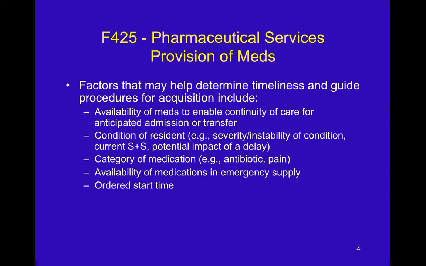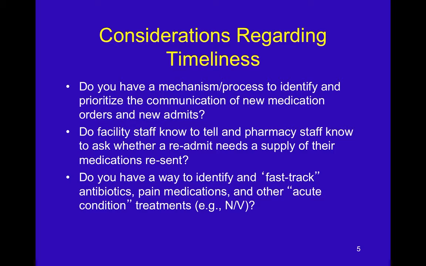medications. Factors that may help determine timeliness and guide procedures for acquisition include the availability of the meds to enable continuity of care for anticipation of admission or transfer, condition of the resident on how severe, the category of the medication that may warrant that it's an emergency supply, and that when it says that a medication is going to be given at that time, it has to be given within that reasonable amount of time. And so making sure med passes are done in an appropriate manner.